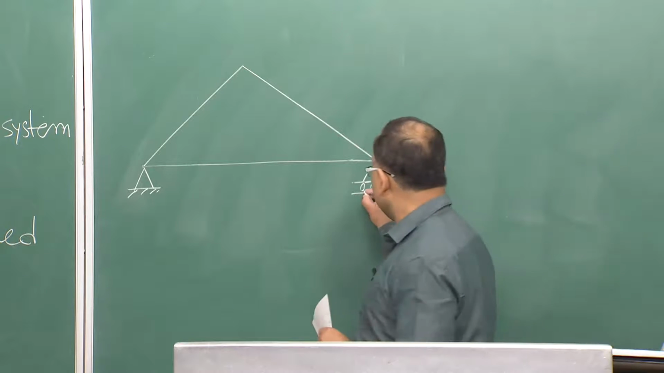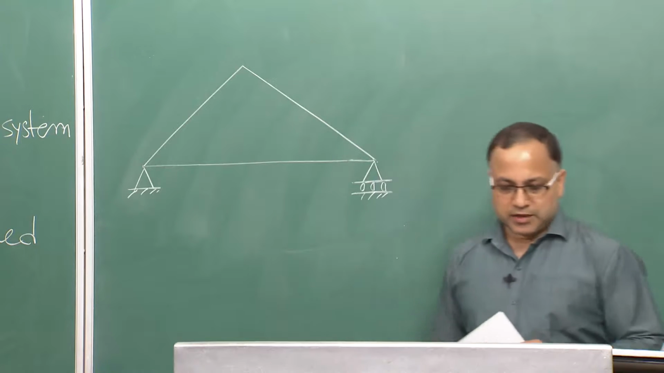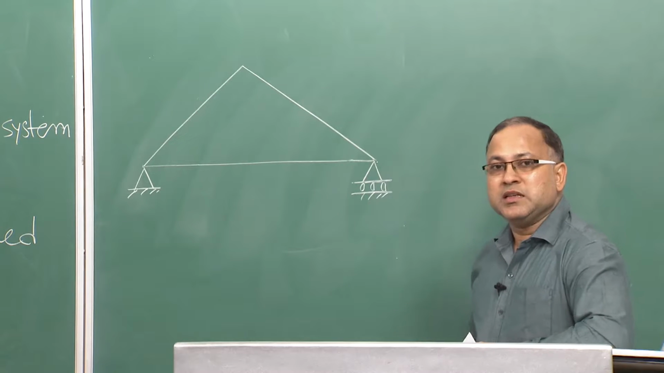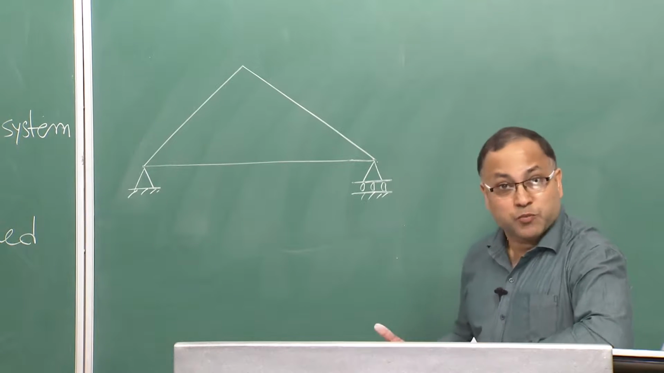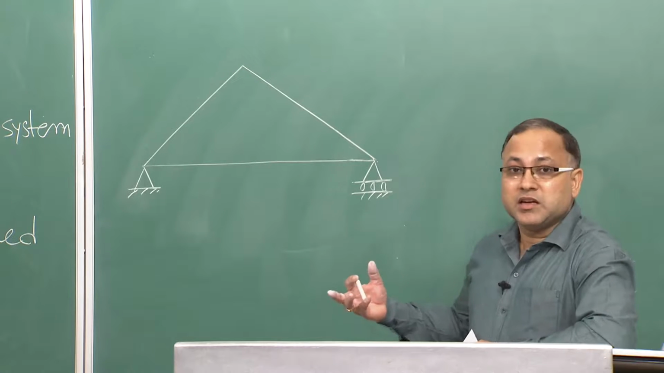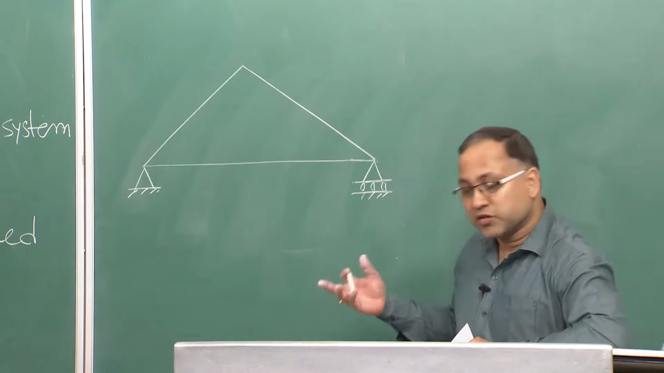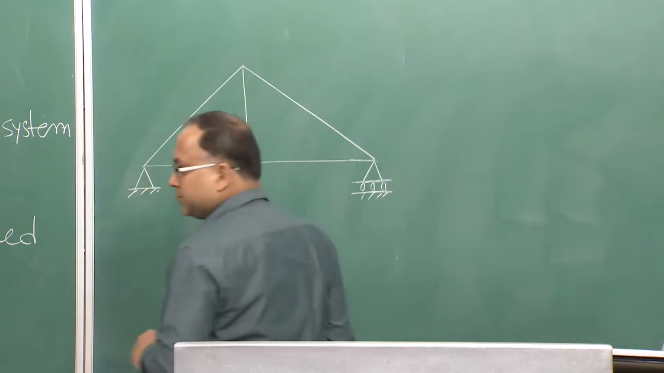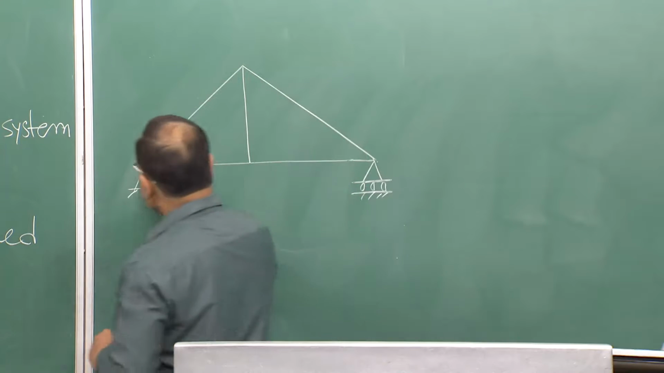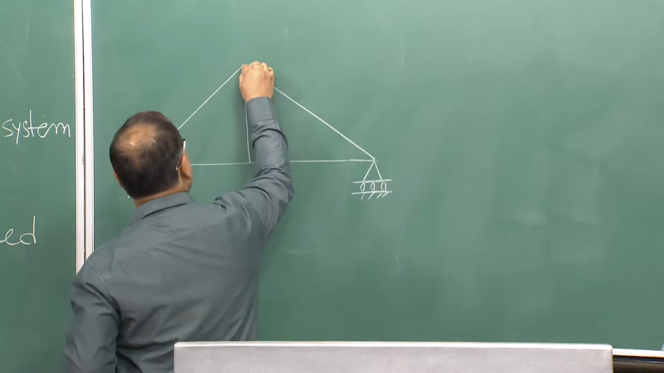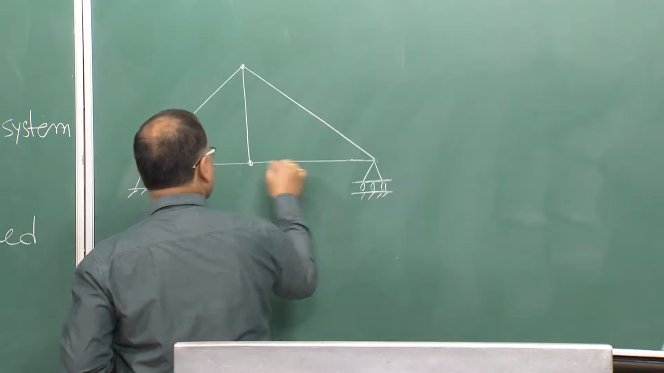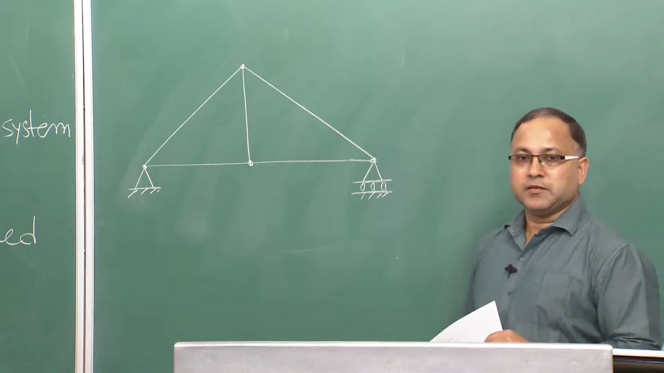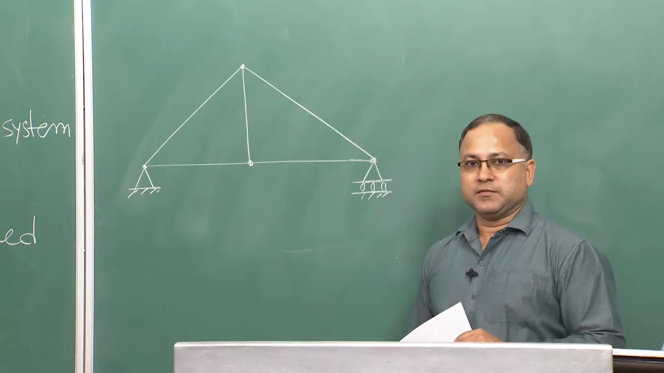Subsequently I will be using this term simply supported structure. Simply supported means it is supported on hinge and roller support or something like that. Okay, fine. So, this is one truss. These are all joints.